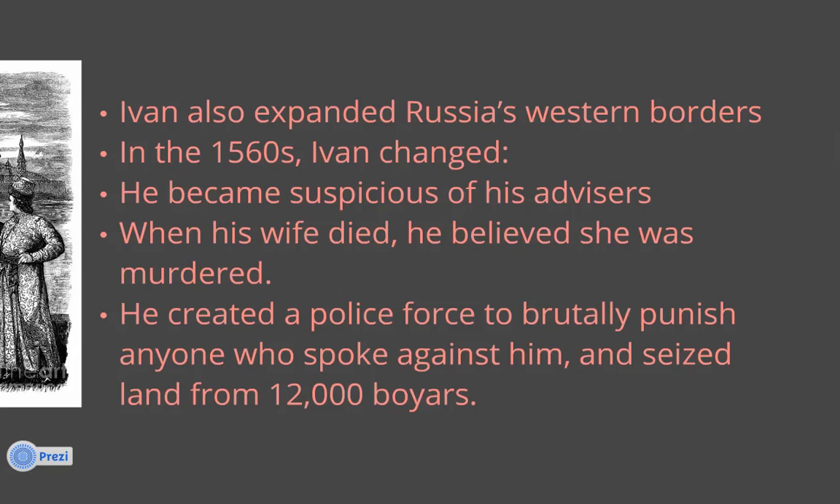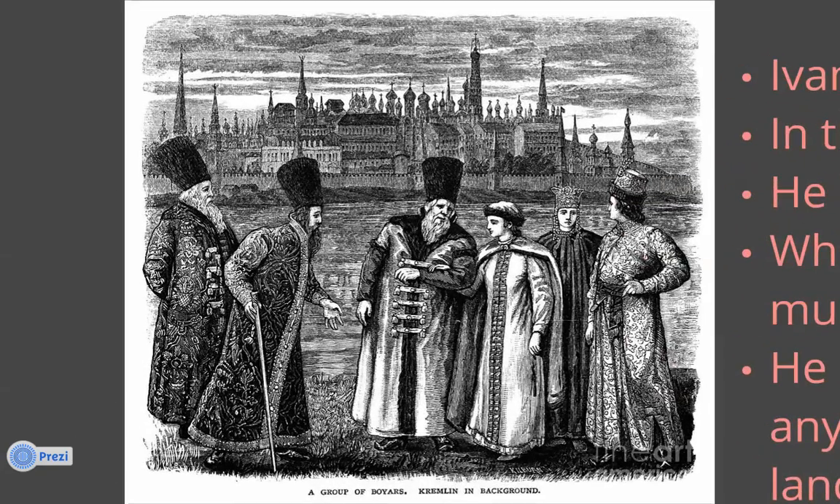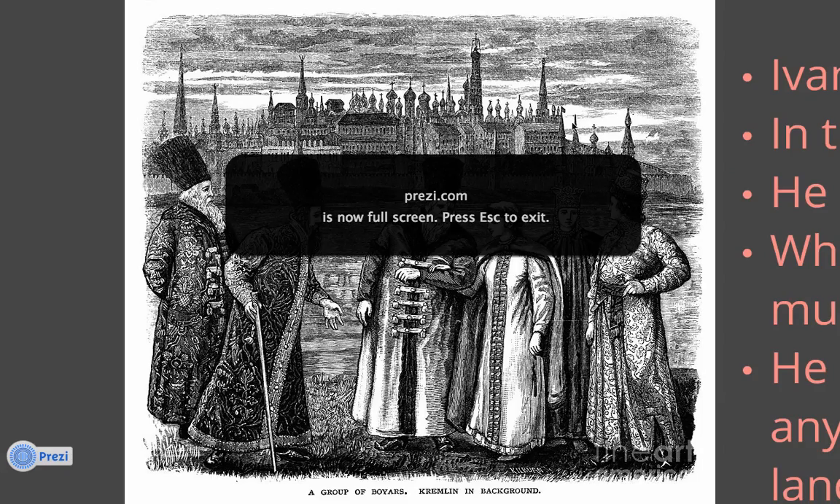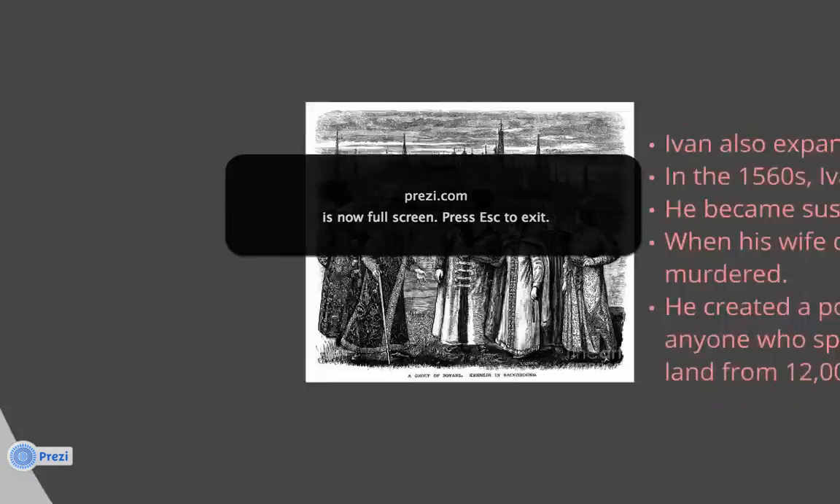So he's going to start taking land from the landowners to reduce their own power, because the landowners in Russia during this time are very similar to the nobility in the hierarchy of Russia. So they have a lot of power, and he's going to take that land away from them. And here are some images of the boyars. If you notice, they have very, very tall hats.